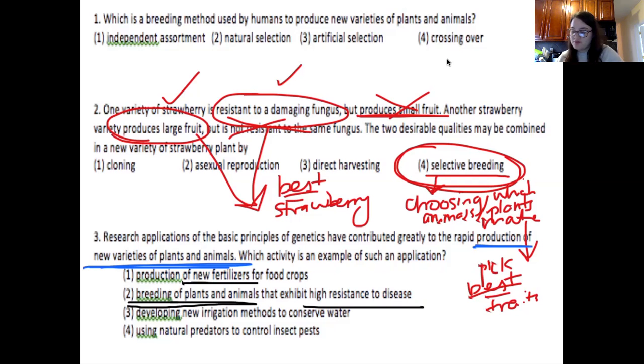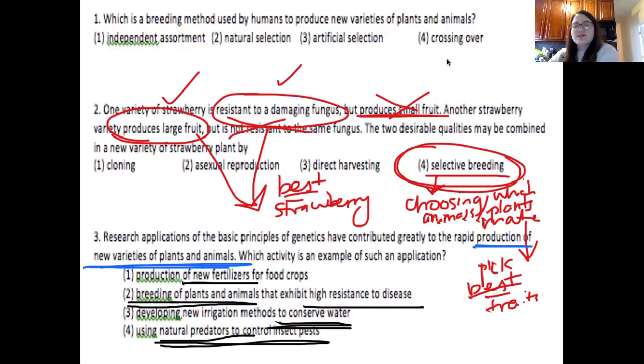Okay, we'll come back to that one. Number 3, developing new irrigation methods to conserve water. Once again, conserving water is not talking about developing new organisms or new varieties of plants and animals, rather. And number 4, using natural predators to control pests.